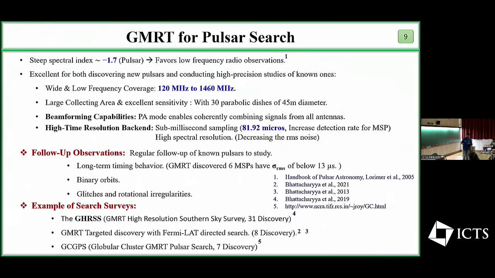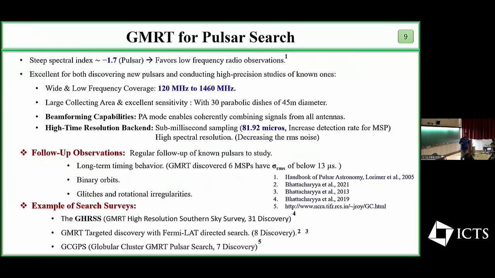So GMRT is important for pulsars, as pulsars have a steeper spectral index, so higher flux density at lower frequency, which favors low frequency observation, where these GMRT bands are there. So GMRT has a large collecting area, as I told, 30 parallel dishes with 45 meters in diameter, and multi-beam forming capacity, PA beam, IA beam, and simultaneously different beams with different bands. And high timing sampling time resolution, around 81.92 microseconds, to detect the MSP.